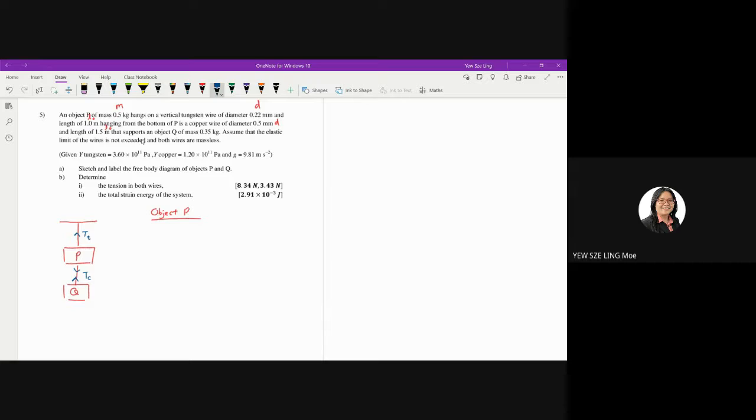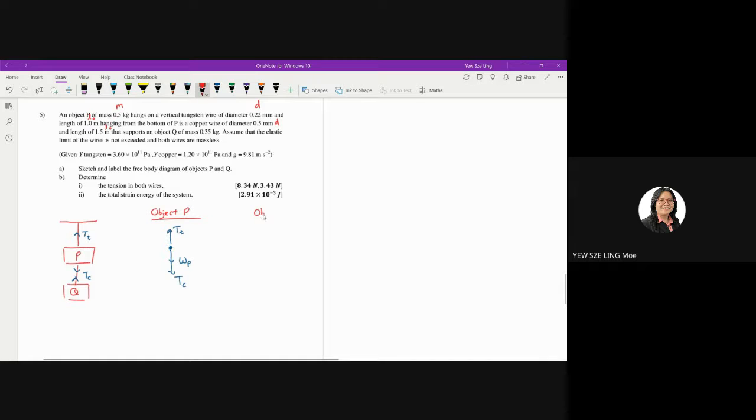So the free body diagram for object P is very simple. Now you have an object. Every object comes with a weight. I'm going to label it as WP. And then it has tensions acting on it. Okay, actually you have two tensions acting on it. One is above, one is below. So above you have one tension called TT, and then below you have another tension called TC. So this is the free body diagram for object P.